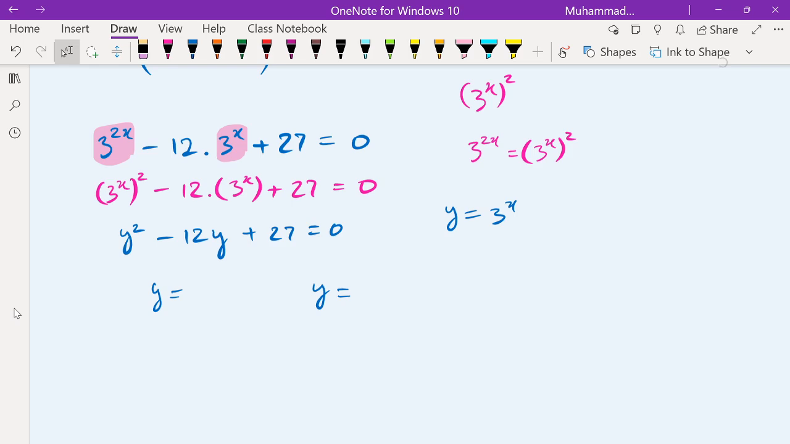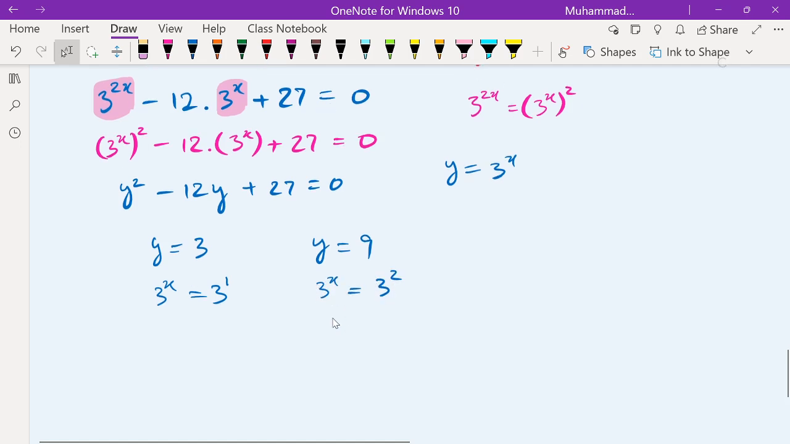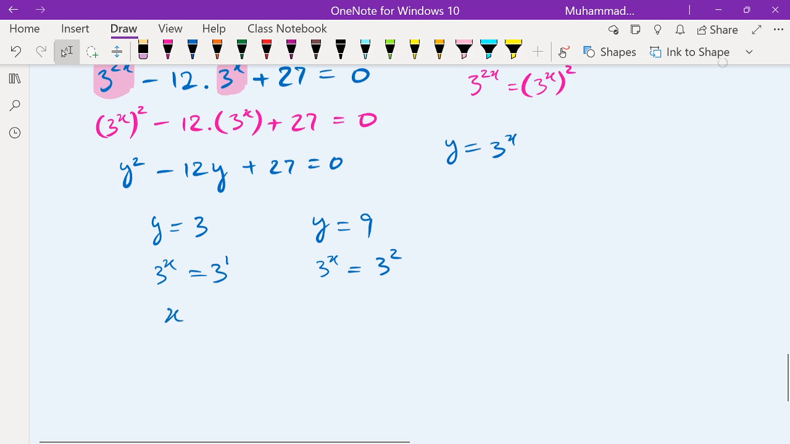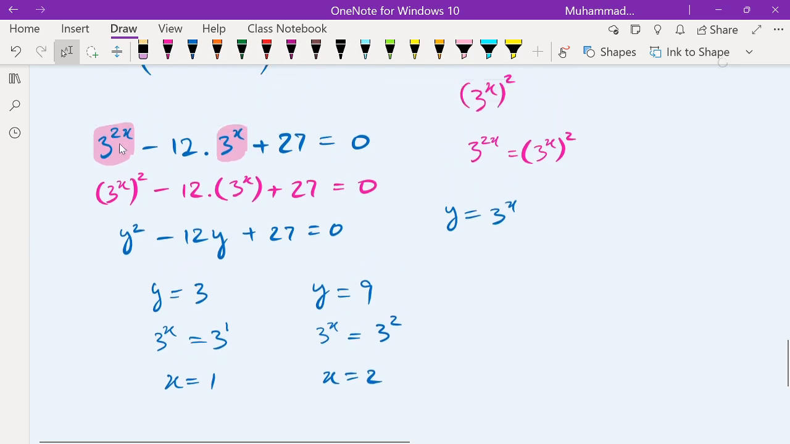9 and 3. Okay, 9 and 3. So this is 3, this is 9. Once you have these values, you can turn it back into 3 to the power x. You can treat this 3 as 3 to the power 1, and this 9 as 3 to the power 2. And there you have the values of x: x is 1, x is 2.